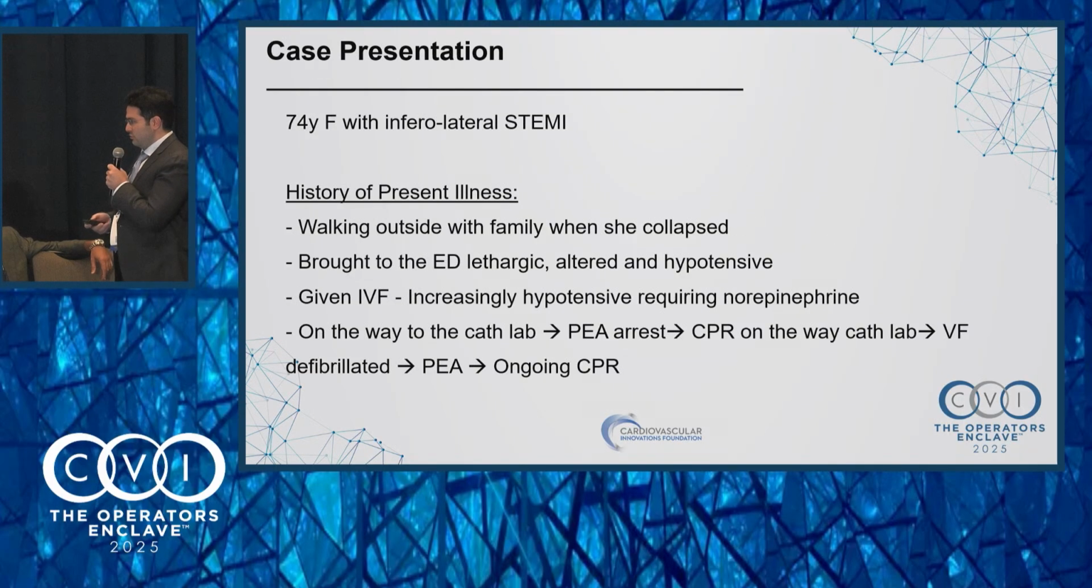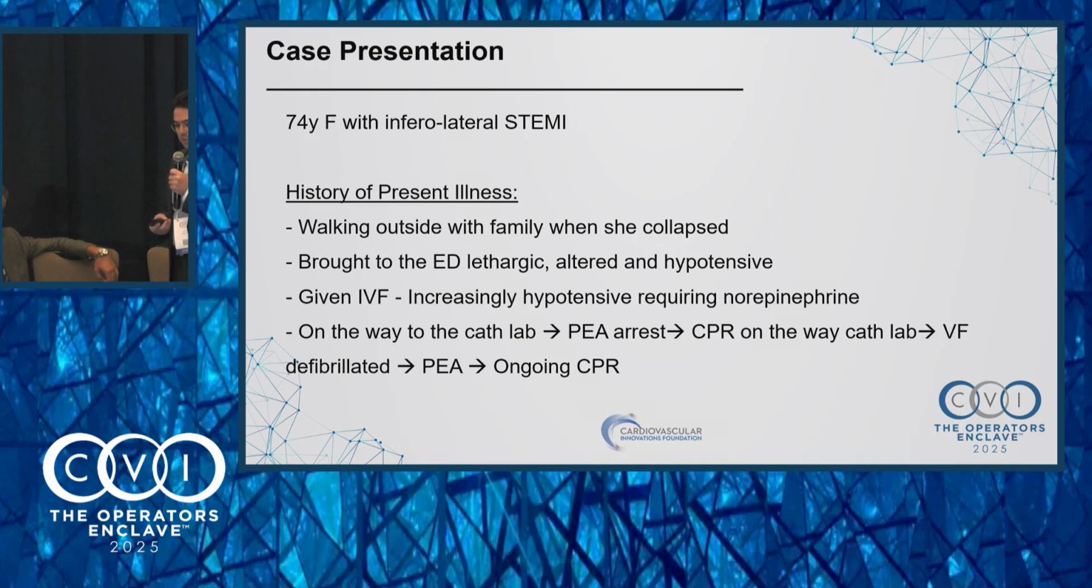So this was a pretty dramatic presentation for this patient who was walking outside with her family when she collapsed. She was brought to the ED. She was pretty obtunded and hypotensive. She apparently never lost pulse before coming to our emergency room. So in the ED, she was given IV fluids. Her blood pressure remained 80s over 60s, so she was started on peripheral norepinephrine.